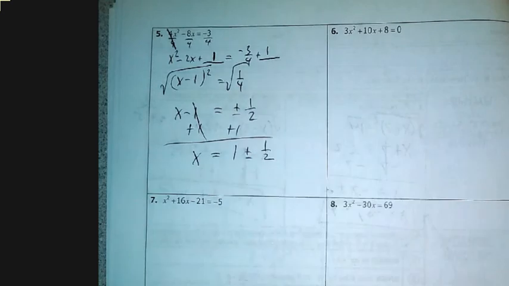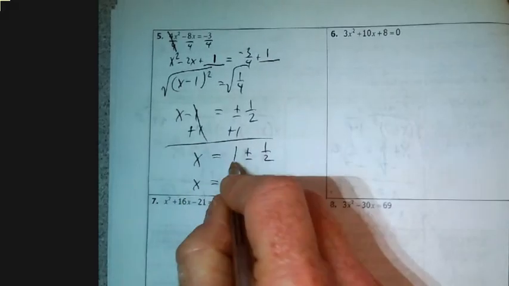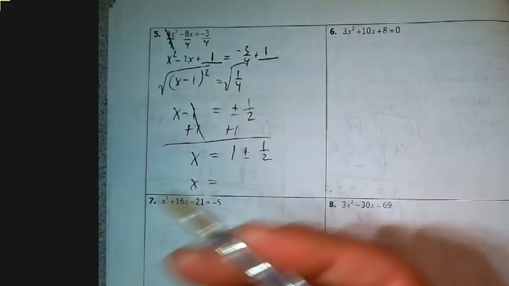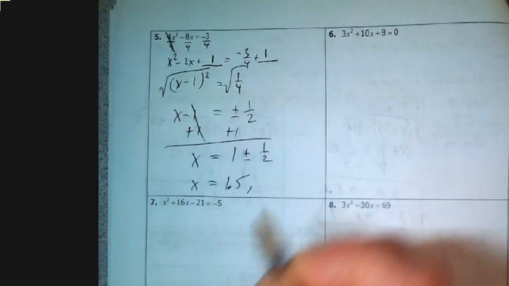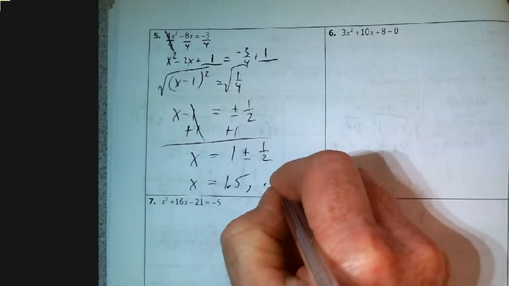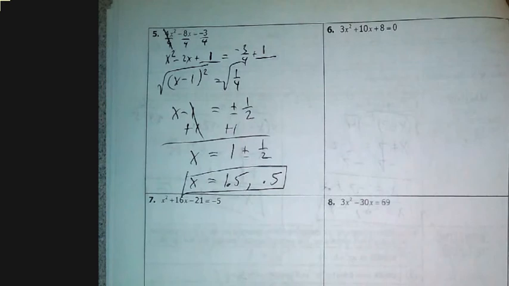Now I don't want to leave it like this because we can simplify this. What is 1 plus 1/2? 1.5. You can write it as a decimal. 1.5. Alright, and then what is 1 minus 1/2? It's a half, so 0.5. If you want to write it as a fraction, it would have been 3 over 2 and 1 over 2. Alright, everything looks good.